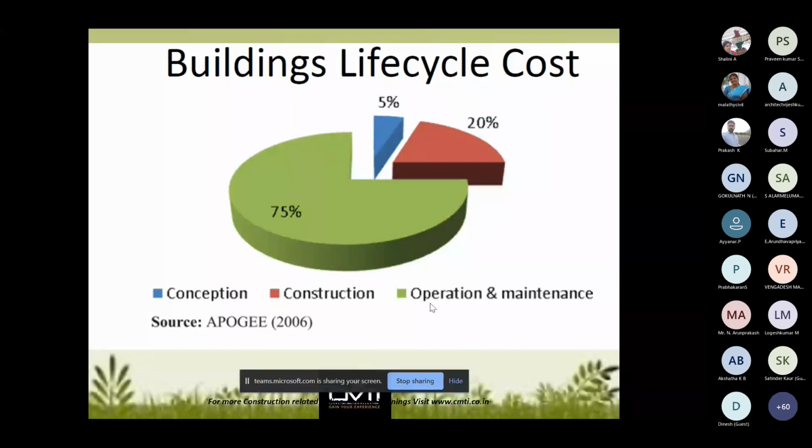So by adopting green building technology, definitely the operation and maintenance cost goes down and the payback is the maximum. The extra money you are investing, about 20% on the construction, is going to be given back to you within 5 to 6 years. The operation cost will reduce drastically. That is what green building says.